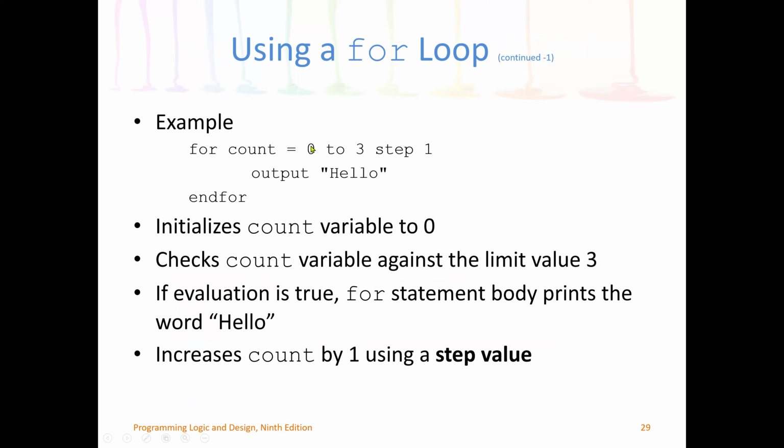to 0, and we check if the value is less than or equal to 3. The limit value is up to 3, so less than or equal to 3. The step 1 means after each round, we increment by 1. So we say increase count by 1 using the step value. So if I say step 2, it means I'll increment the counter variable by 2.